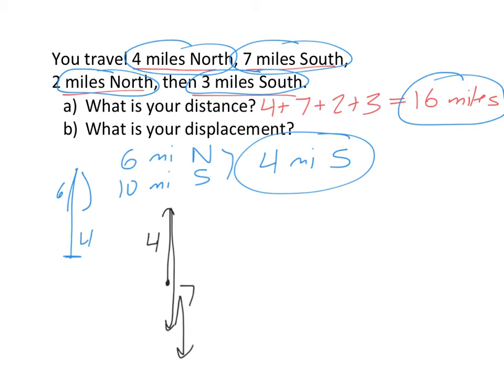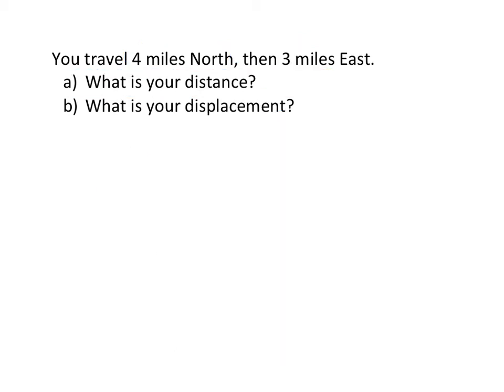Now, it can get more complicated. In my class, I don't think we'll go to this length, but for example, here, let's say you start somewhere and you go 4 miles north, and then you go 3 miles east. So in this situation, the distance is just 7 miles. You walk 7 miles total. Your displacement, though, is this, and this is at an angle. It's not simply a matter of adding and subtracting.